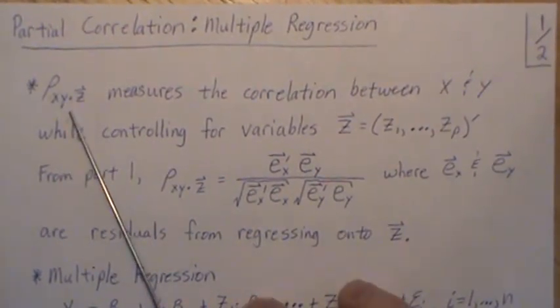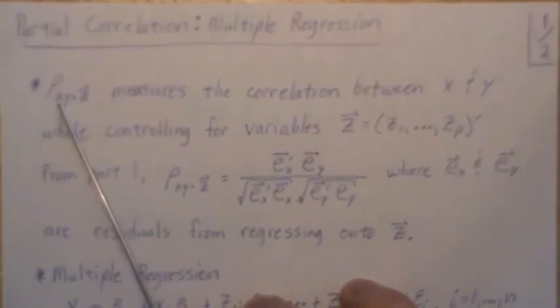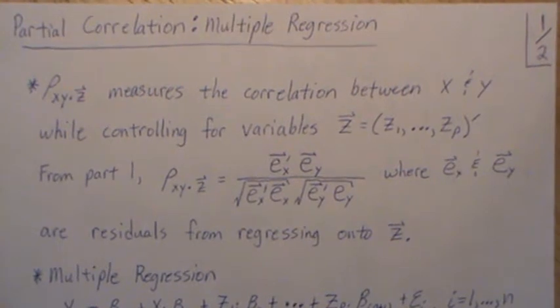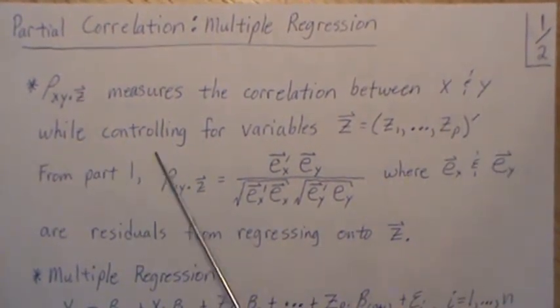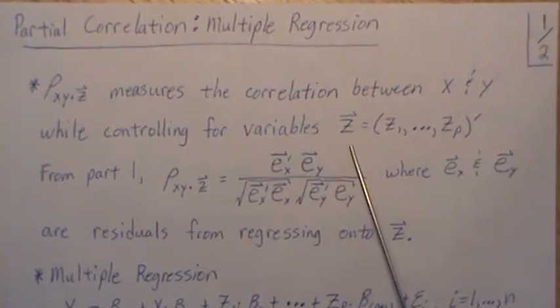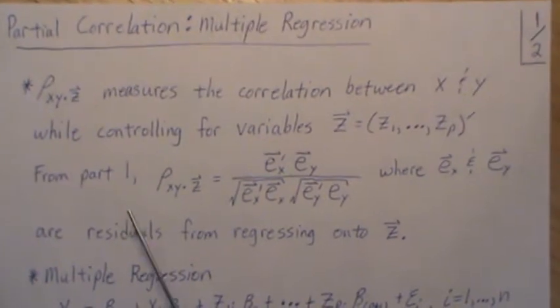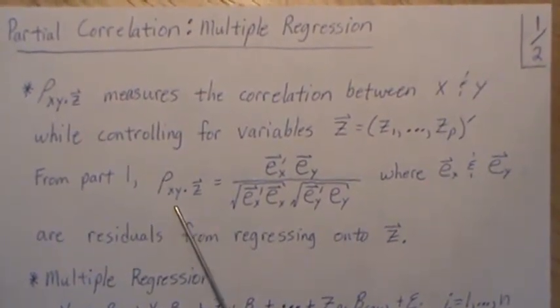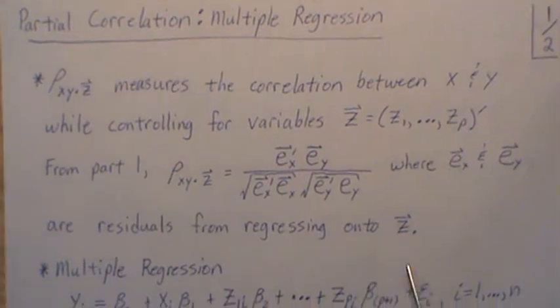As a reminder, the partial correlation between x and y is essentially the correlation between x and y while controlling for the variables in z, and this is a vector. It measures the correlation between x and y while controlling for the variables in z. From part one in this mini series within the playlist on correlation, we determined that the partial correlation can be written like this, where e of x and e of y are residuals from regressing onto z.